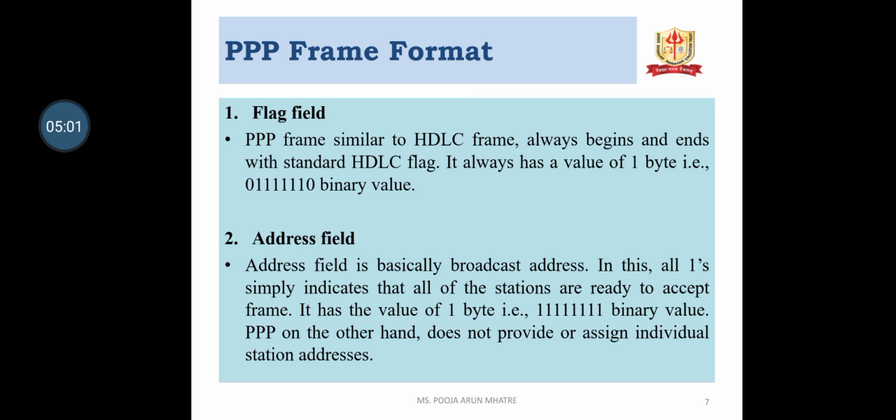Second field is the address field. Address field is basically a broadcast address. In this, all ones simply indicates that all the stations are ready to accept the frames. It has a value of 1 byte, that is 11111111 binary value. So point-to-point protocol, on the other hand, does not provide or assign individual station addresses.